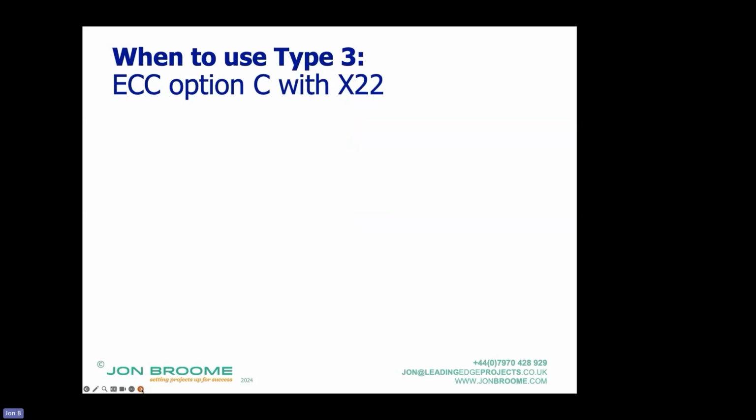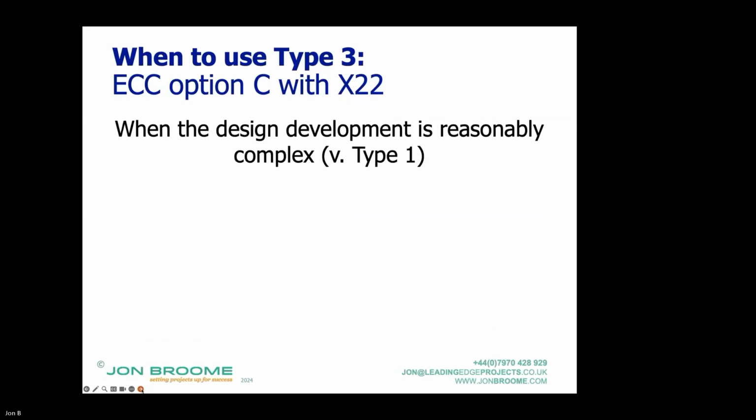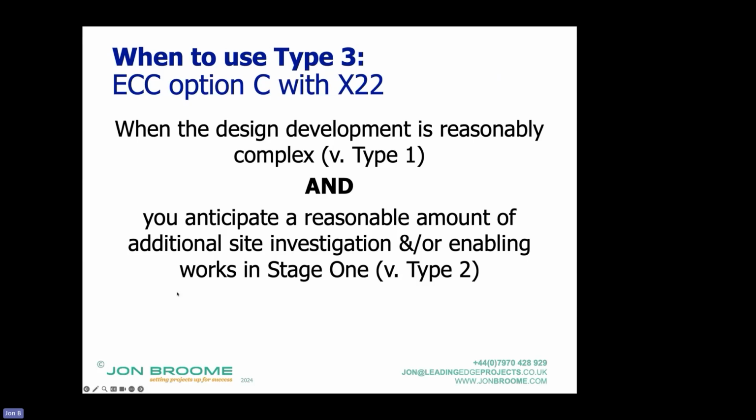So when to use type 3: when the design development is reasonably complex versus type 1, and you anticipate a reasonable amount of additional site investigation or enabling work in stage 1. The advantage of stage 2 is there's a new contract. You don't have to, the contract comes to an end and then you have to sign a new one.